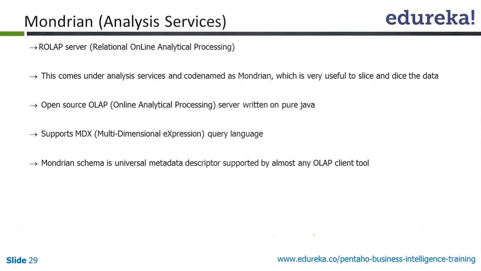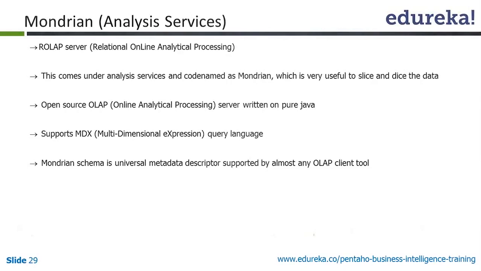So it's relational online analytic processing. This comes under analysis services and is codenamed Mondrian, which is very useful to slice and dice the data. Yes, this is very useful because for analysis purposes, you need to basically drill down and drill through your data, so that is where it is useful.